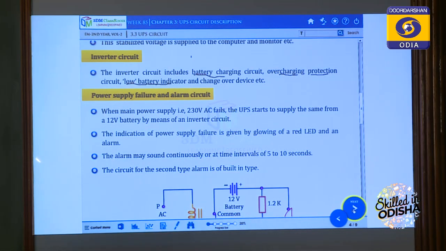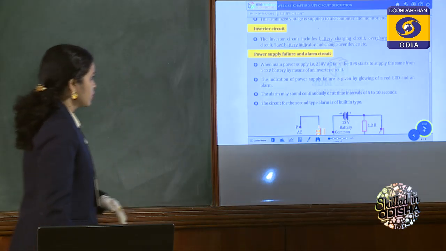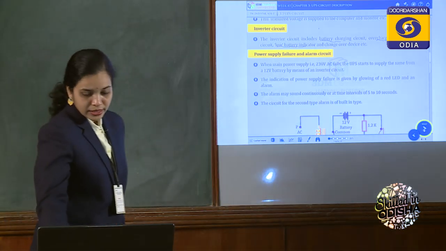If the battery discharges more, or the battery is in low power mode, it gives a low power indication, or it gives a sound which indicates the battery is low.